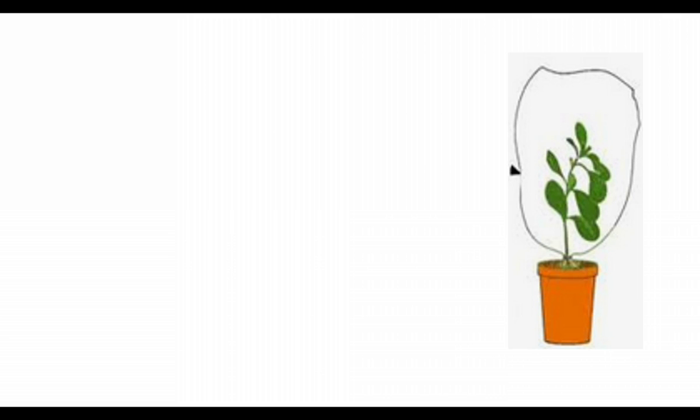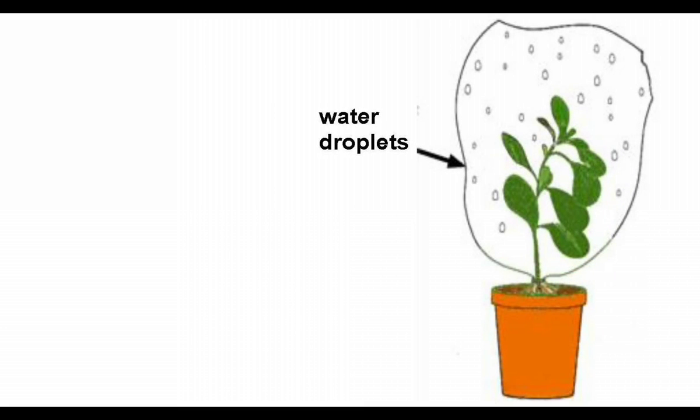Let us see an experiment. In this experiment, a potted plant is covered by a polythene sheet. A plastic sheet covers the aerial parts. It is kept in sunlight for a few hours. What can we observe? We can observe water droplets on the surface of the plastic sheet. This is because of transpiration.